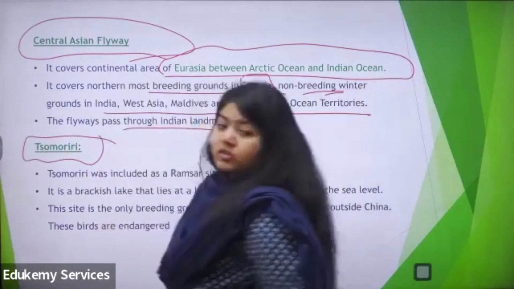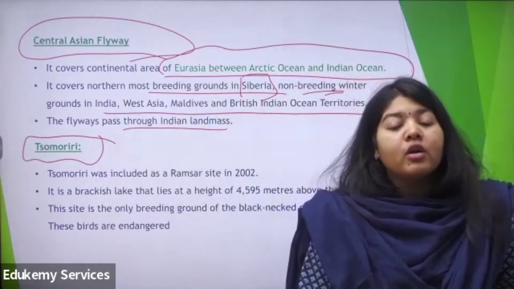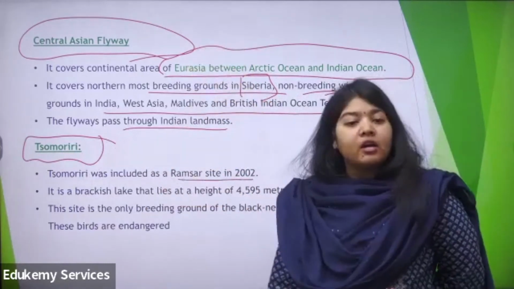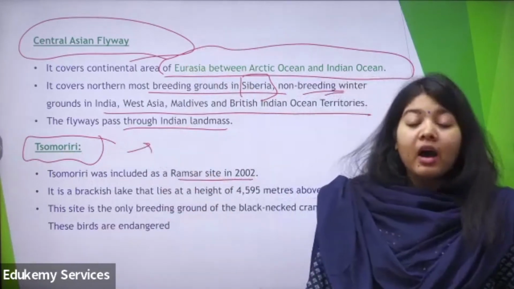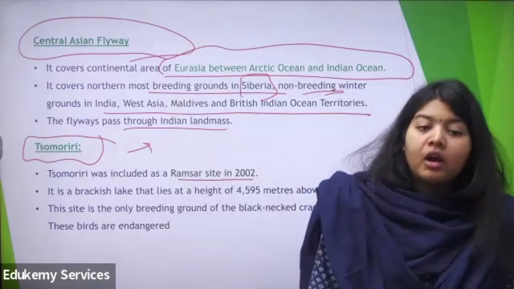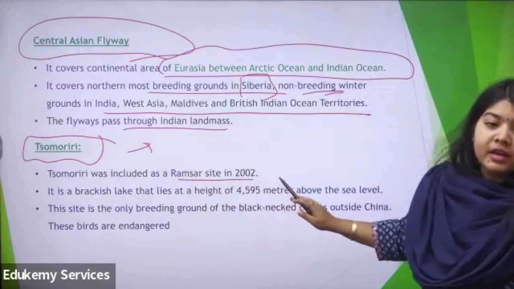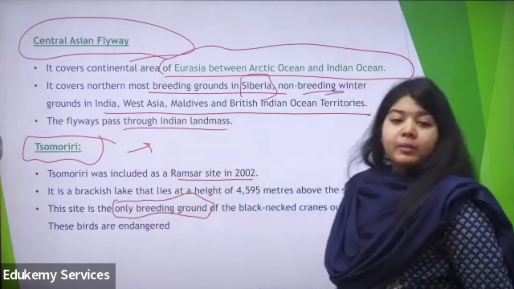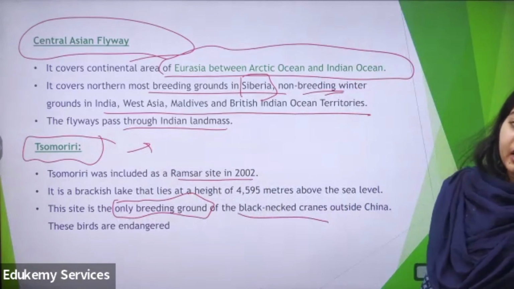Tso Moriri was in news because it supports one of the highest numbers of birds from the Central Asian Flyway. So Tso Moriri was declared a Ramsar site. Can you give me the area where it is found? Which state or union territory? Ladakh. It is a brackish water lake, just like Pangong Tso. Tso Moriri is also a brackish water lake in the Ladakh region, and it is a Ramsar site. It is the only breeding ground for black-necked cranes outside China. And these birds are endangered.